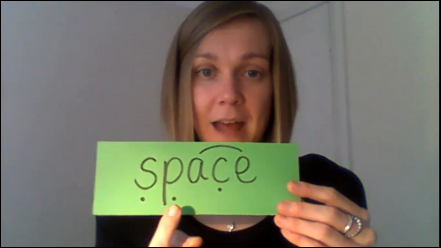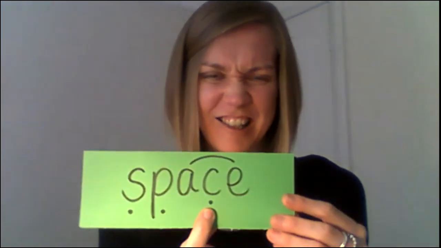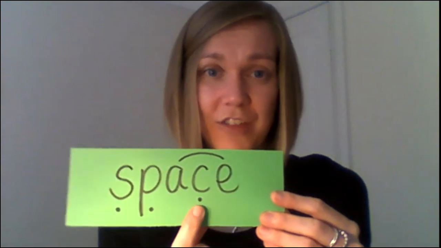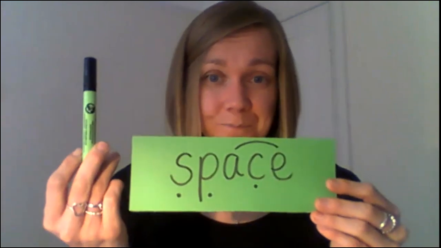Now let's just sound it out. S, p, a. Oh, tricky face. S. Remember, that's that curly k that makes the s sound. Okay, are you ready? We're going to have a go at writing the word space on our whiteboards. Let's go. Sound it out.